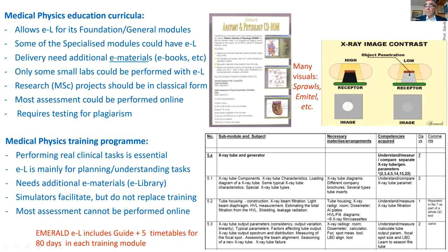And you can see here one of the plans, which is from Emerald. Emerald includes five such tables. Each one is about 10 pages. So that means about 50 pages of tables, which show the breakdown of different practical tasks if we have 80 days of training. And this is very important.